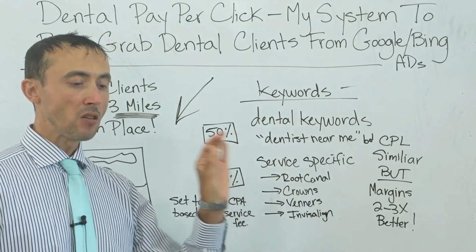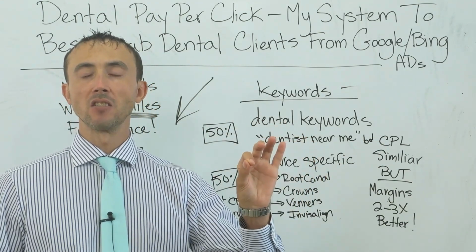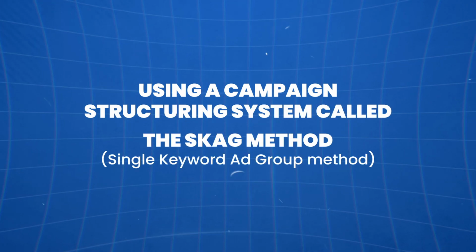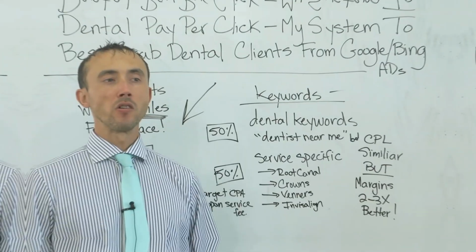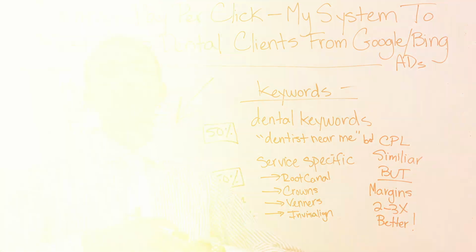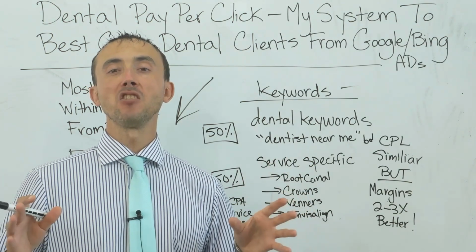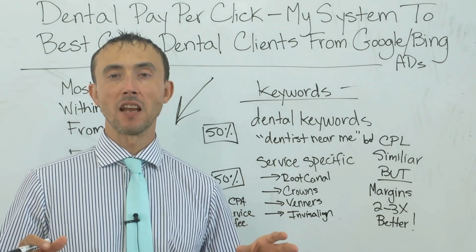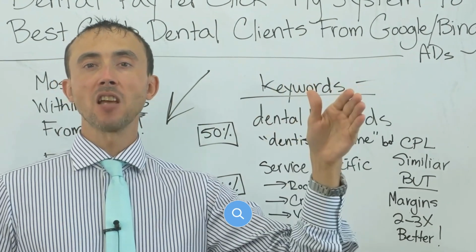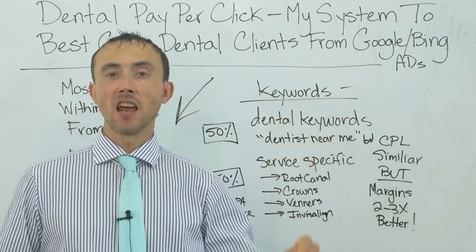The number one thing that I do on all my Google campaigns, not just in the dentist space, but all the campaigns I run nowadays, is use a campaign structuring system called the SKAG method, or single keyword ad group method. First of all, you're not just going to pick 10 or 20 keywords to advertise with. You're going to find the 800 different ways people search for dentistry services. For every variation of how people search for dentistry or look for a dentist, you're going to write a handwritten ad for every single one of those, so that if somebody's typing in top painless dentistry service, your ad is not going to say dentist near you.